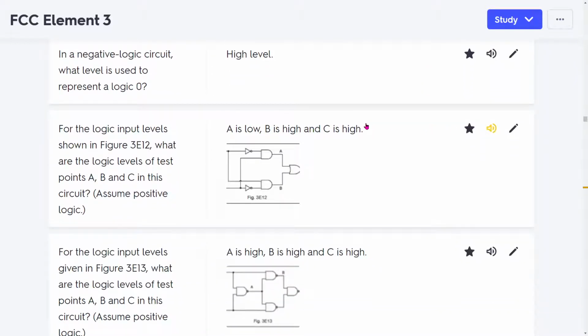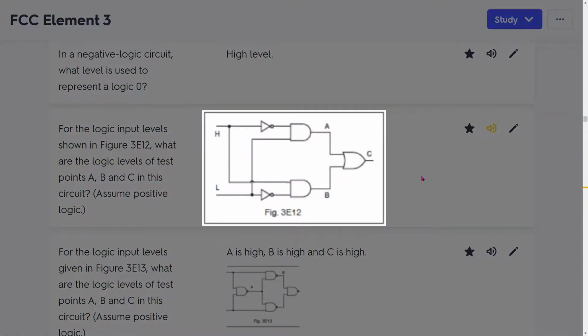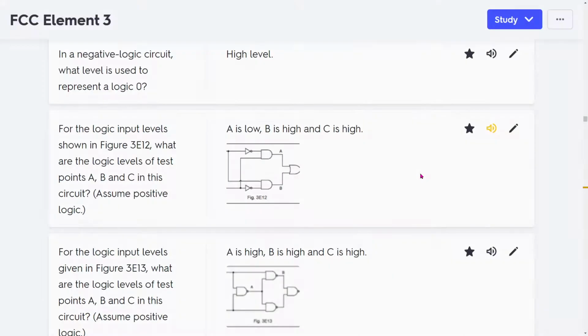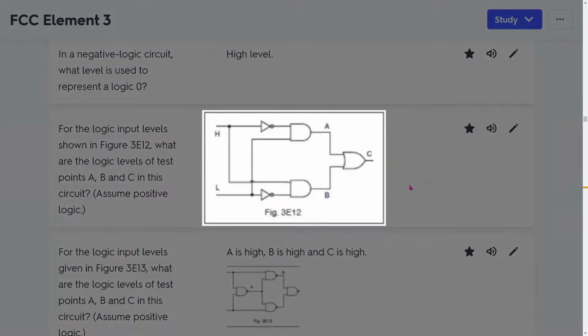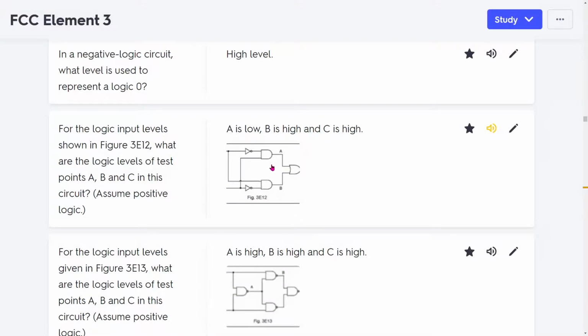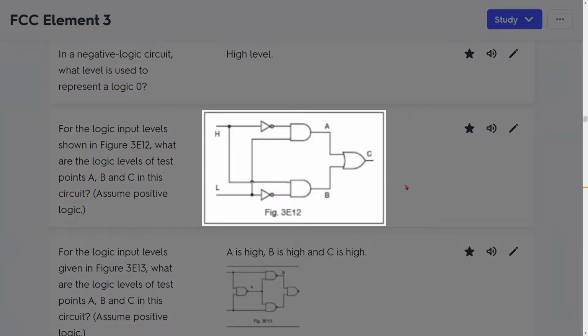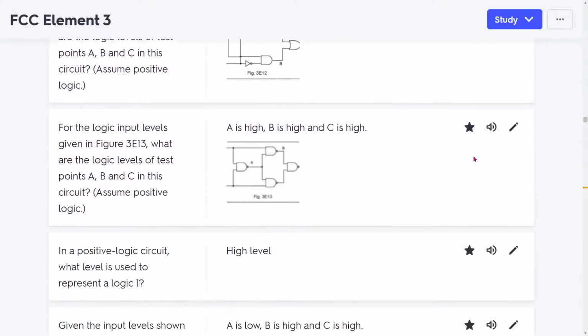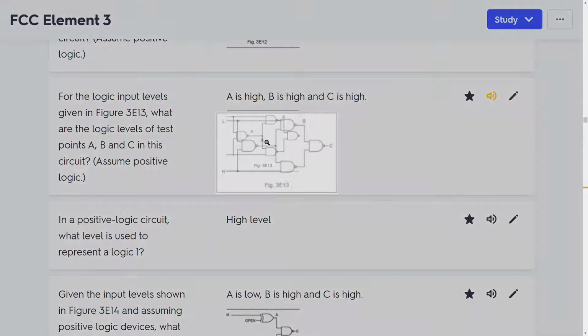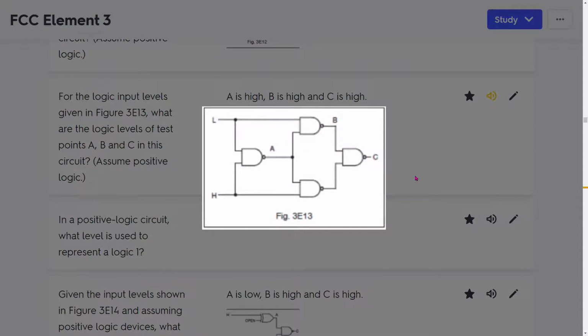For the logic input levels shown in Figure 3E12, what are the logic levels of test points A, B and C in this circuit? A is low, B is high and C is high. For the logic input levels given in Figure 3E13, what are the logic levels of test points A, B and C in this circuit? A is high, B is high and C is high.